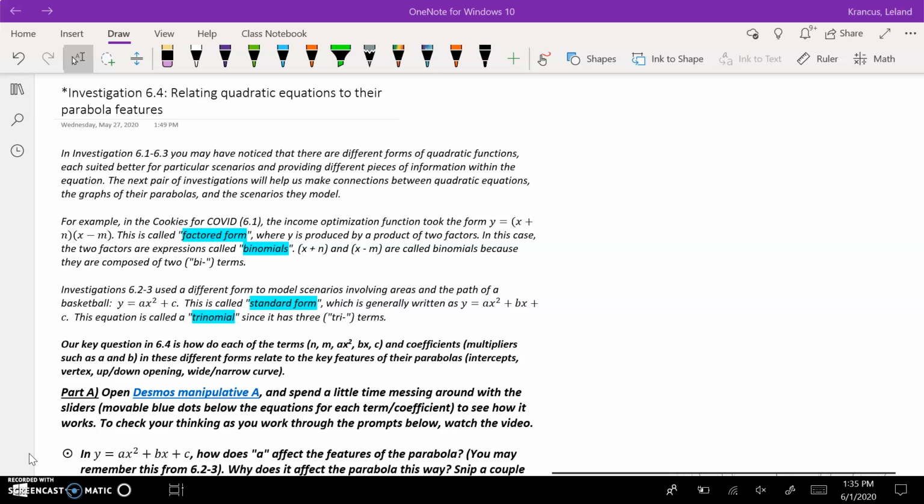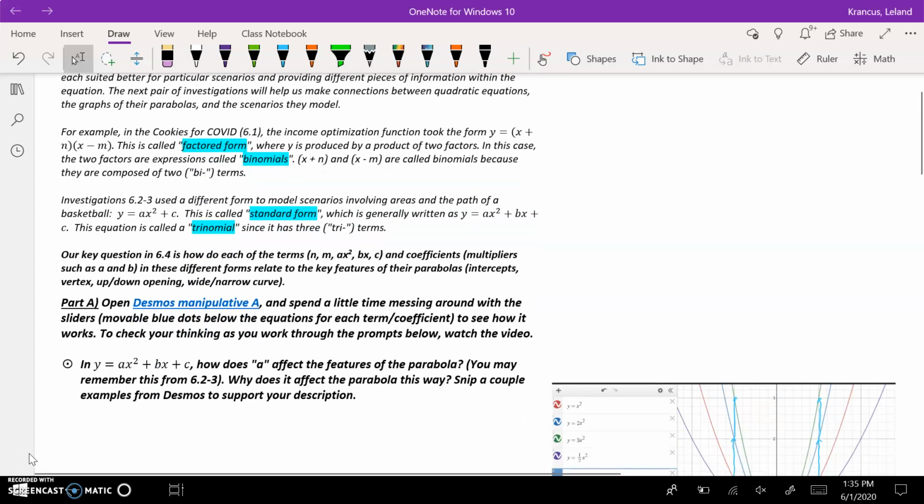So the type of data might determine which form you're trying to fit it into, and then you take the form that you wrote, convert it to one of the other forms, and you get other information that you might have been missing. So that skill of being able to change from one form to another is really important, and being able to connect the components of a parabola and the pieces of that scenario to the equation. Because remember, these pieces, intercepts, vertex, and the shape of the curve are all really important pieces of information for the scenario.